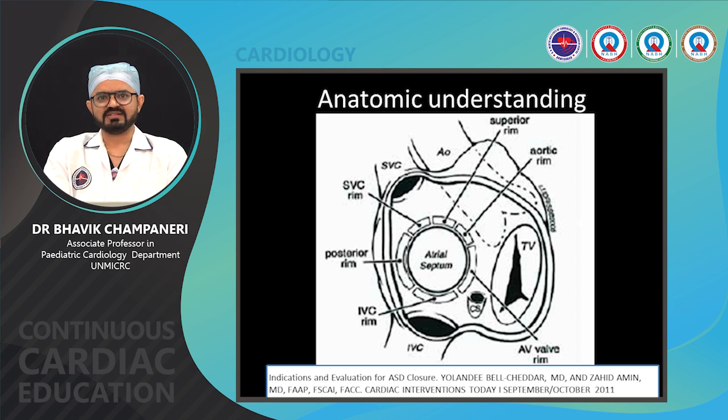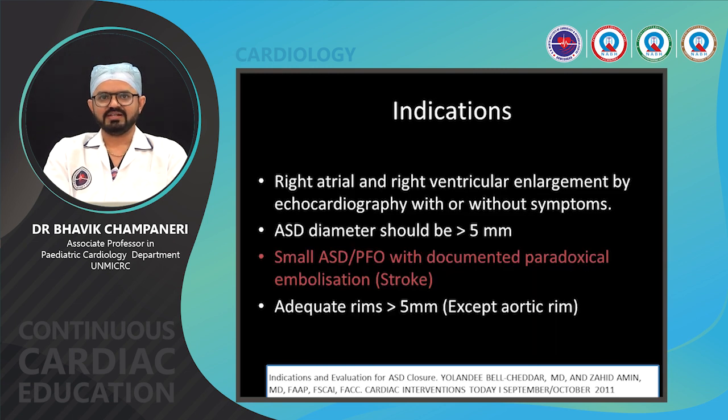Superior rim deficiency is very common and has been done successfully. ASD device closure is being done successfully in patients who have deficient superior rim or a deficient aortic rim. So indication: right atrial and right ventricular enlargement by echocardiography with or without symptom. ASD diameter should be more than 5 mm. Small ASD and PFO, if there is documented paradoxical embolization, then it may be an indication for closure, and rim should be adequate. Usually it should be more than 5 mm.